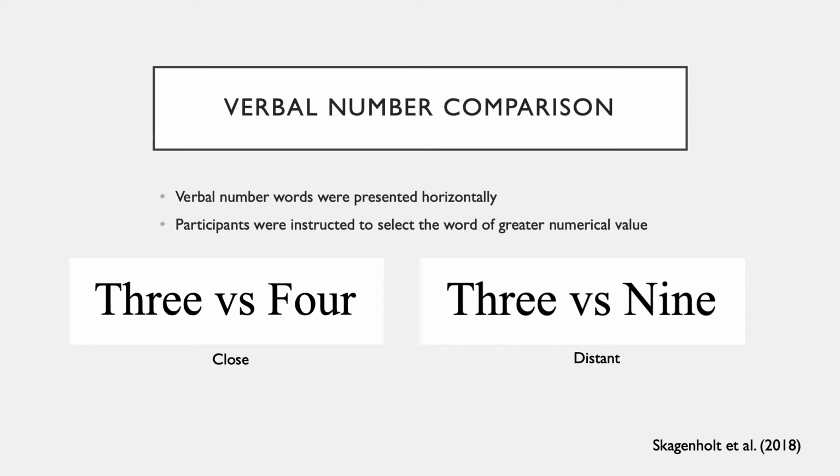Similarly to the Arabic digits, in the verbal number comparison task, a pair of single verbal numerical digits were presented horizontally, and participants were instructed to select the number word of larger numerical value. This is an example of the stimuli that may have been presented. Once again, you can see that the 3 versus 4 is an example of the close effect, and the 3 versus 9 is an example of the distance effect.